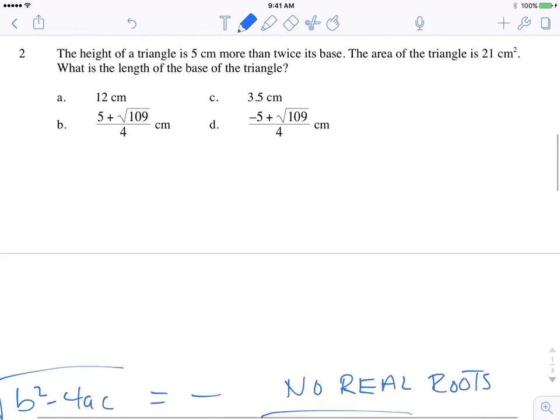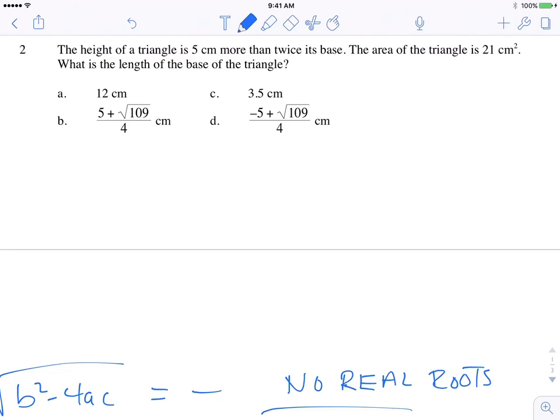All right, the height of a triangle is 5 centimeters more than twice its base. So let's just try and visualize that. We have a triangle, and the height of a triangle is 5 centimeters more than twice its base. The area of the triangle is 21 square centimeters. What is the length of the base of the triangle? We don't know what the length of the base is, so we're going to call the length of the base x. But then we know the height of that triangle is going to be 5 centimeters more than twice the base, so twice the base plus 5. And the area we know is equal to 21 square centimeters.